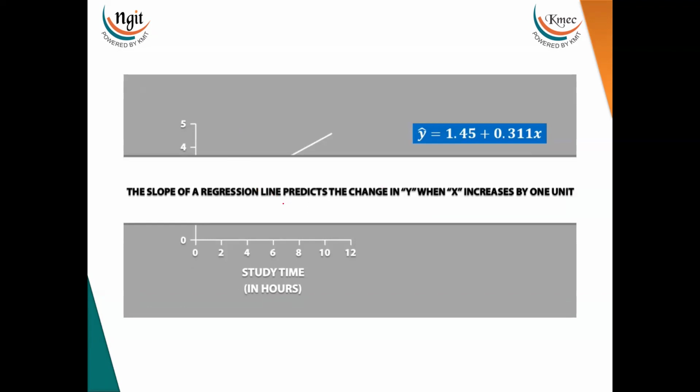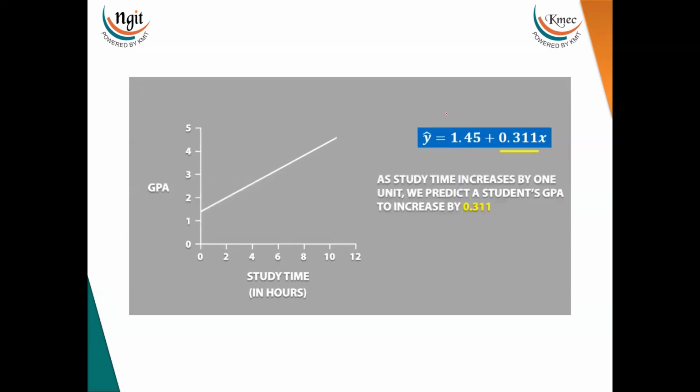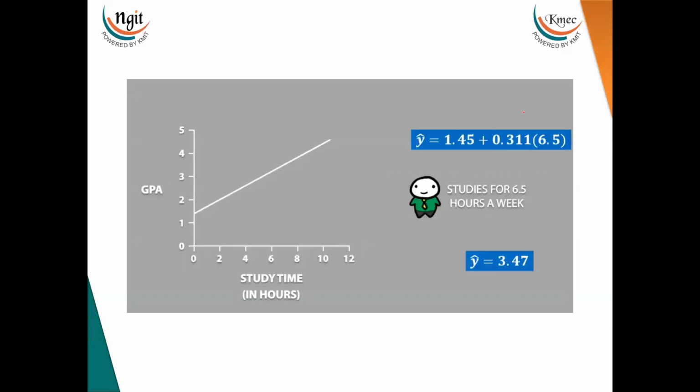Now, the slope of a regression line predicts the change in y when x increases by 1 unit. Whenever there is a change in a unit of x, obviously there will be a change in y. Now, a question: as study time increases by 1 unit, we predict a student's GPA to increase by 0.311. Yes, of course. Why? Because this is the value we got.